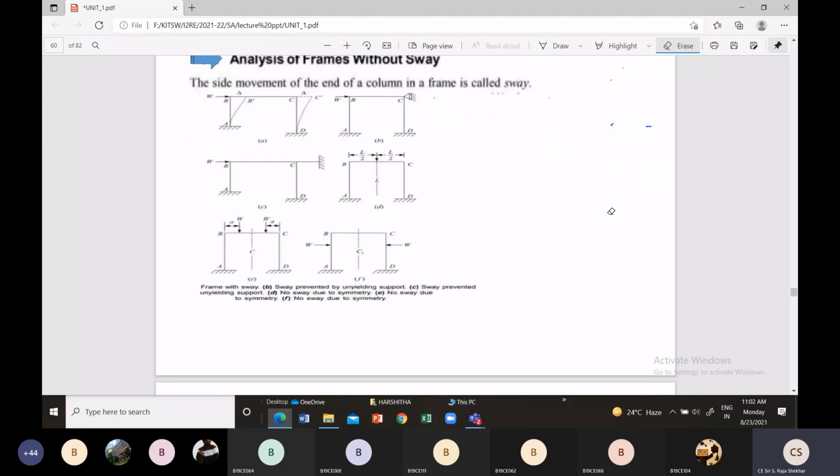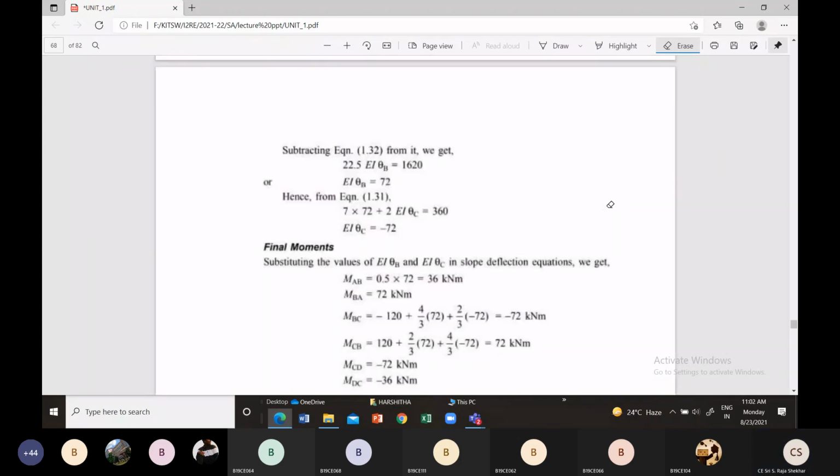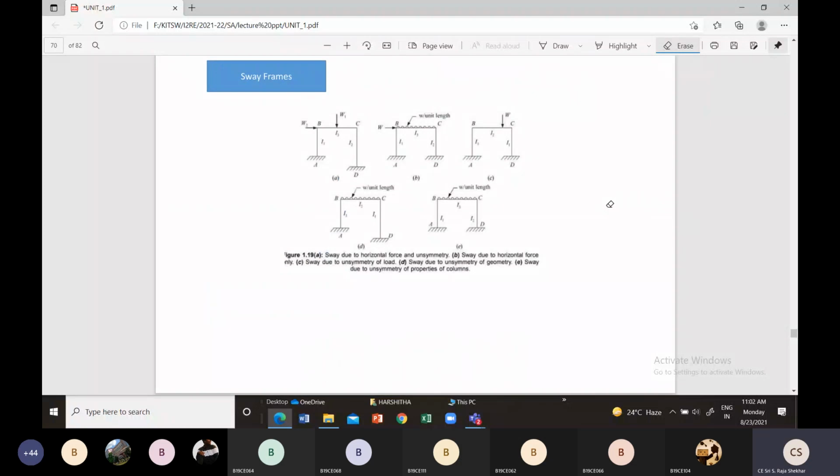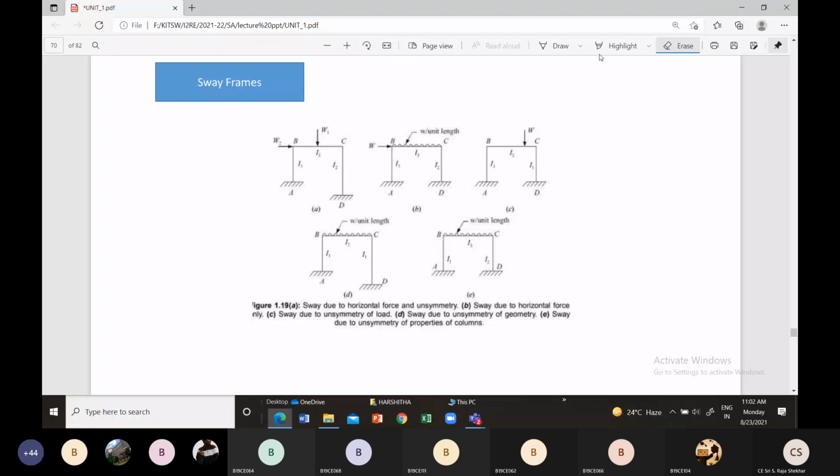I'm going to show you sway frames also. So these are the sway frames. Here the material property is different for all these members. For a particular member the material property is different, and the loading is also not symmetrical. And here the supports are not at the same level. The material property is different. Loading is also not symmetrical about the vertical axis. So this will be considered a sway frame.